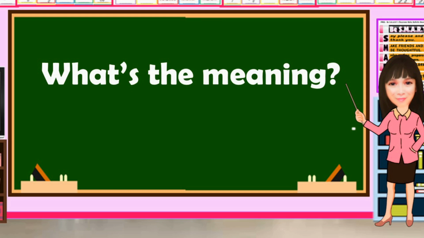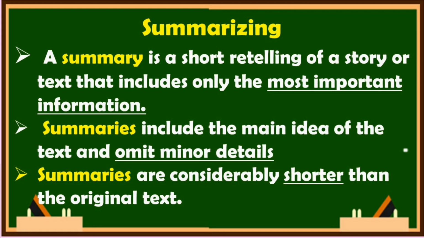What's the meaning? What is summarizing? A summary is a short retelling of a story or text that includes only the most important information. Summaries include the main idea of the text and omit minor details. Summaries are considerably shorter than the original text.